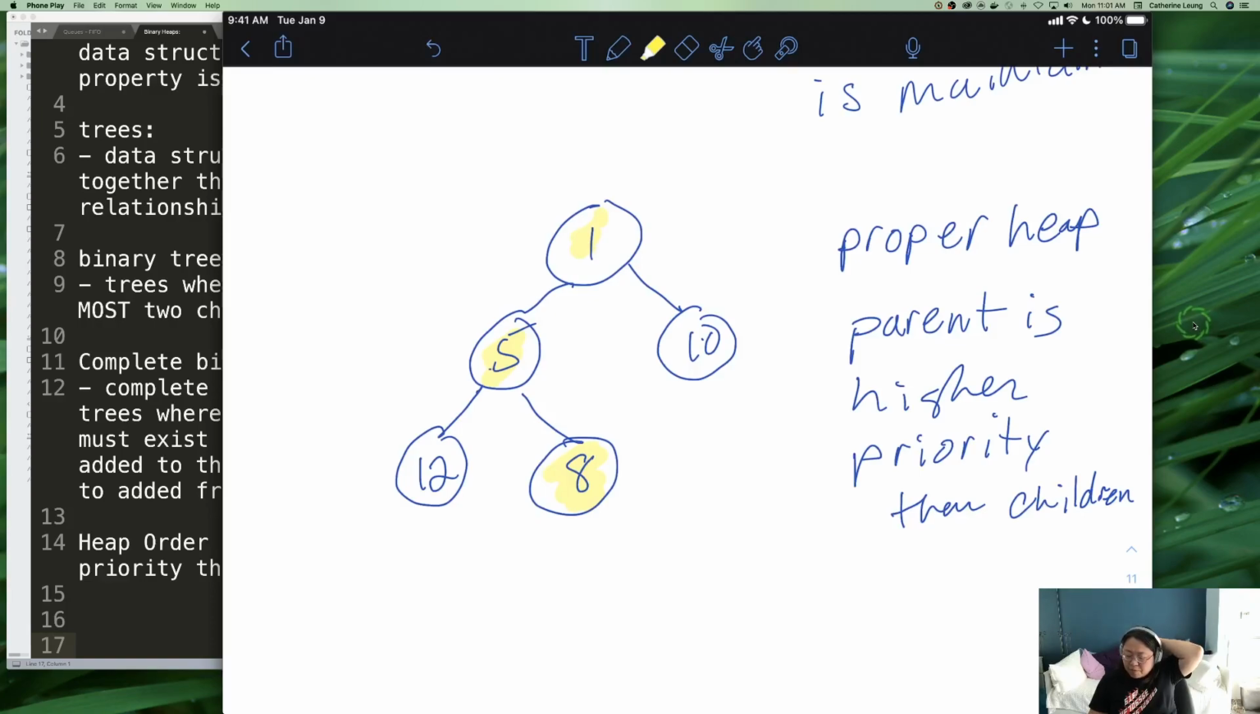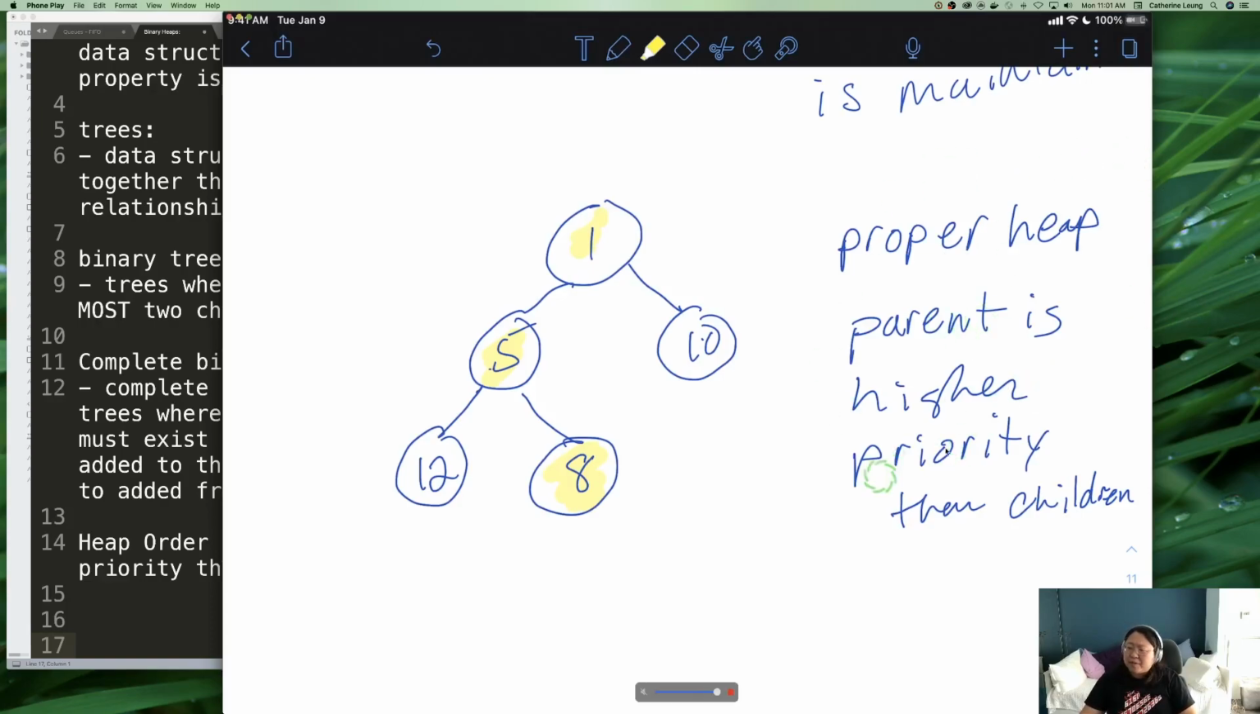Parent has a higher priority than its children. That is the only rule. It doesn't say that the left child is higher priority than the right child. It does not say that the nodes at one level are all going to be higher priority than nodes at the next. It only says parent higher priority than its children. Okay, that's it.